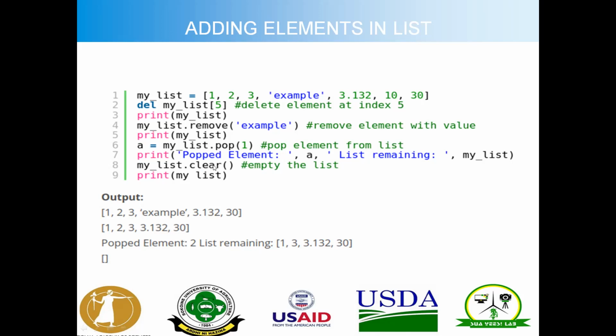And also we can clear the list by using the clear function. So if you just write the name of the list and then dot clear function, it will automatically empty the list. So you get an empty list like that one.